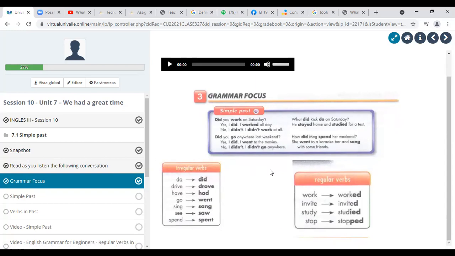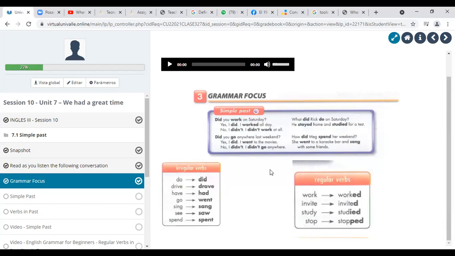We have the regular verbs and irregular verbs. They tend to change from their base form to the simple past. Do, did; drive, drove; have, had; go, went; sing, sang; see, saw; spend, spent.